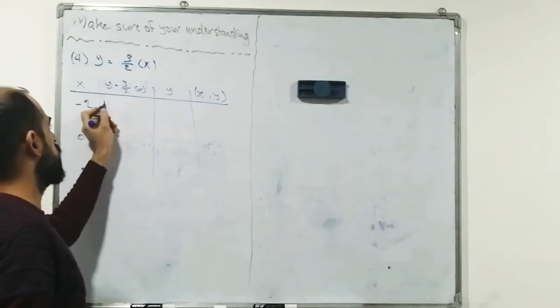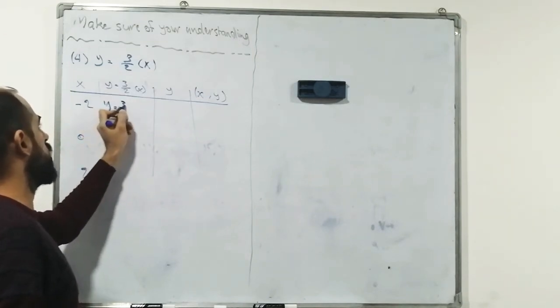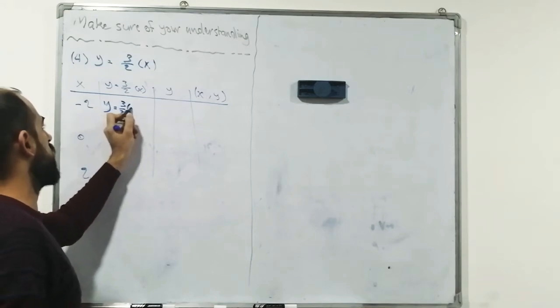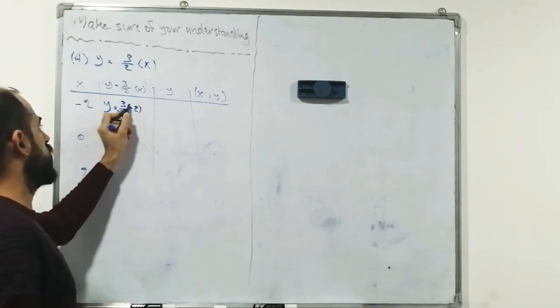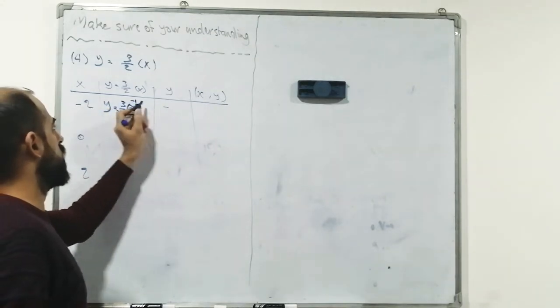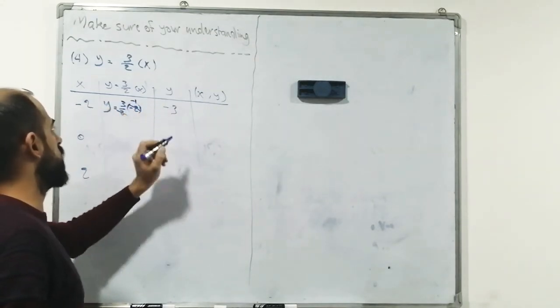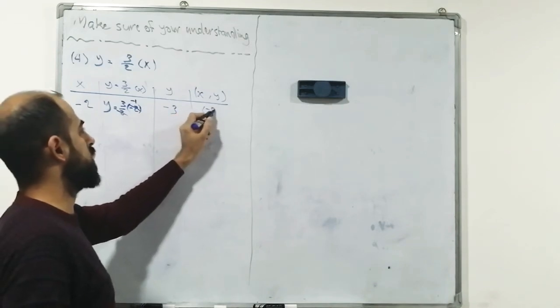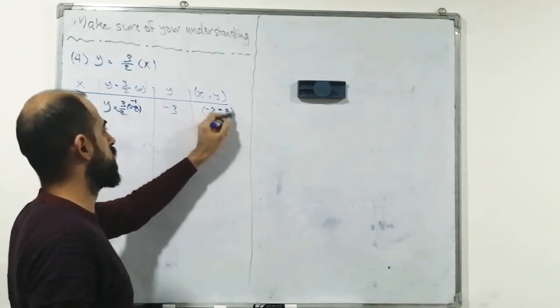There is no problem if we take minus 2 instead of minus 1, so we can divide over 2 to make it easy. y equals 3 over 2 multiplying by minus 2. 2 over 2 is 1, minus 1 by 3, negative by positive is negative, 3 by 1 is 3. So the first order pair is (-2, -3).